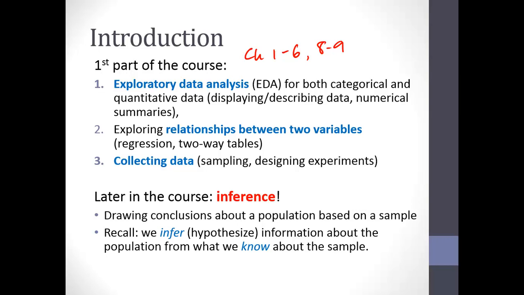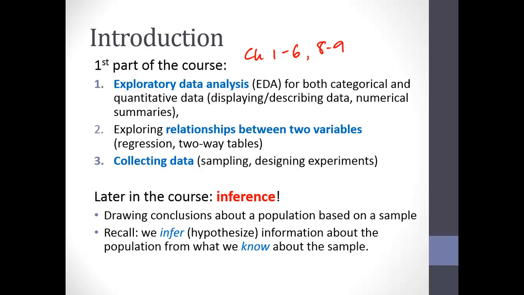Then we talked briefly about how we would collect good data. And later in the course, just keep in mind that the goal of this course is that we're going to do inference, which is drawing conclusions about our population based on some information that we collect. In chapter 8, we talked about how we get a good sample, and now we want to think about how we can use information we get from that sample to talk about the larger population.